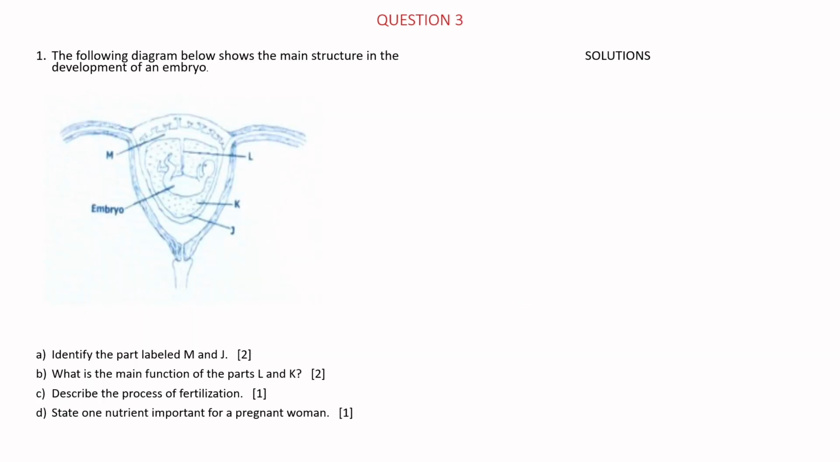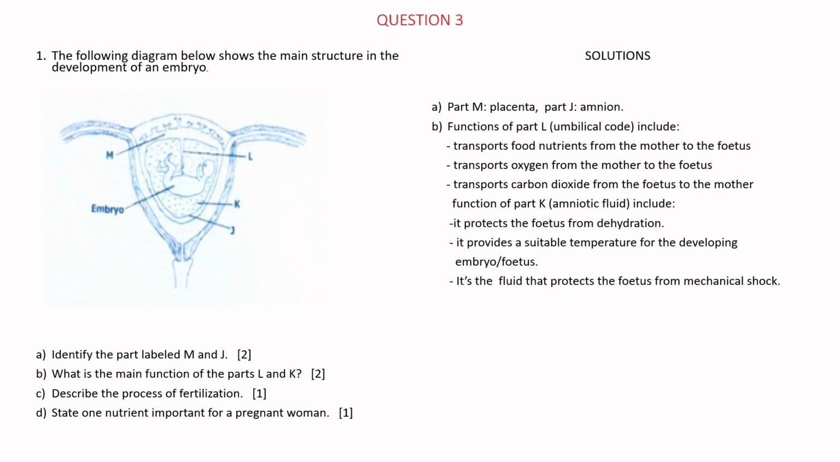Question 3. The following diagram below shows the main structures in the development of an embryo. Question A. Identify the parts labeled M and J. Part M, the placenta. Part J, amnion. Question B. What is the main function of the parts L and K? Part L, which is the umbilical cord, functions include transporting food nutrients from the mother to the fetus, transporting oxygen from the mother to the fetus, and transporting carbon dioxide from the fetus to the mother.